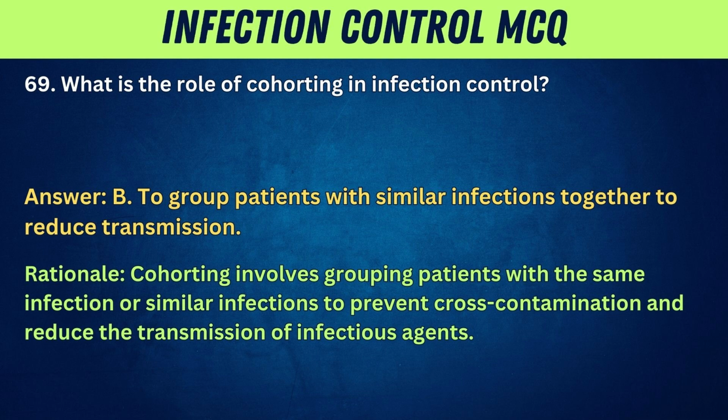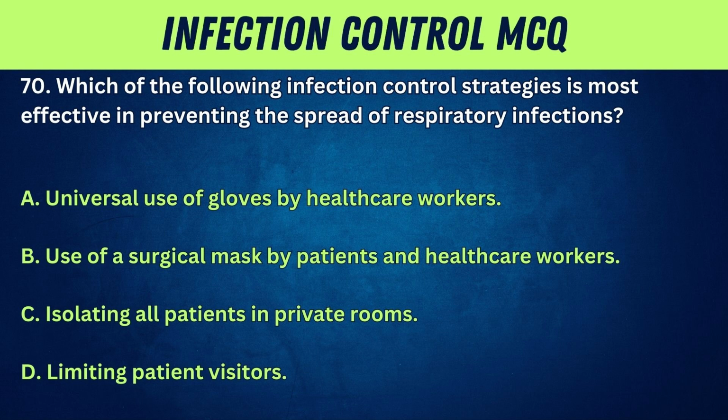Rationale: Cohorting involves grouping patients with the same infection or similar infections to prevent cross-contamination and reduce the transmission of infectious agents. 70. Which of the following infection control strategies is most effective in preventing the spread of respiratory infections?